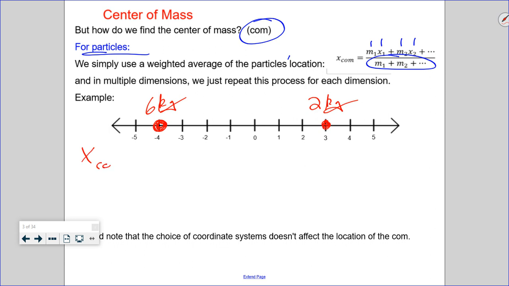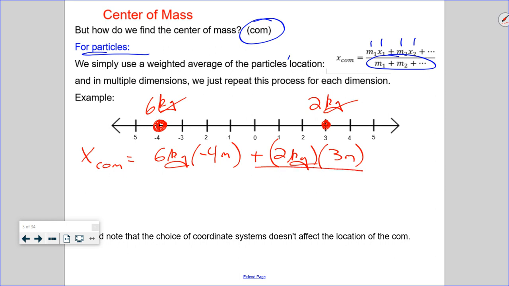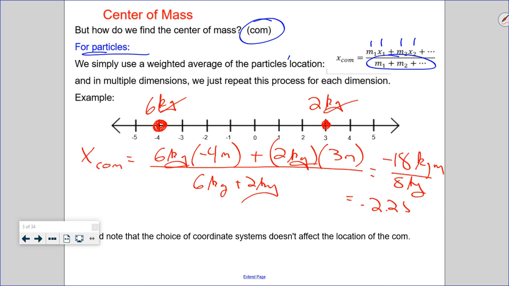So the position of our center of mass is the mass of our first particle, which is 6 kilograms, times its position, which is -4. Let's assume these are meters. Plus the mass of the second particle, 2 kilograms, times its position, 3 meters, divided by our total mass. So our total mass is just 6 kilograms plus 2 kilograms. When you multiply the top, you get -24 plus 6, so you get -18 kilogram meters, divided by, on the bottom, 8 kilograms. So when you divide this, you get -2.25 meters.